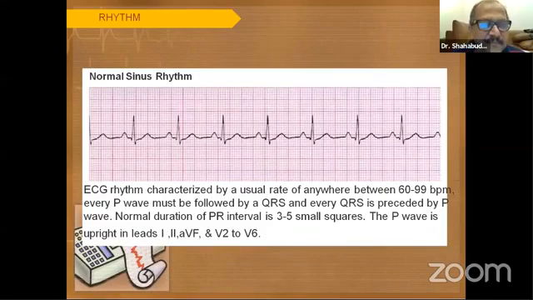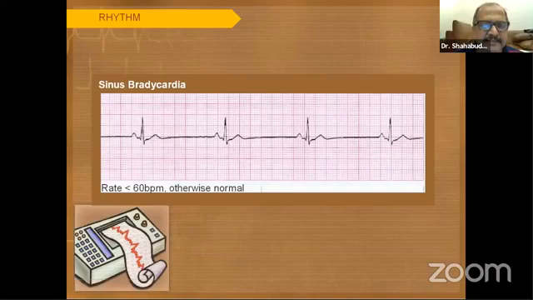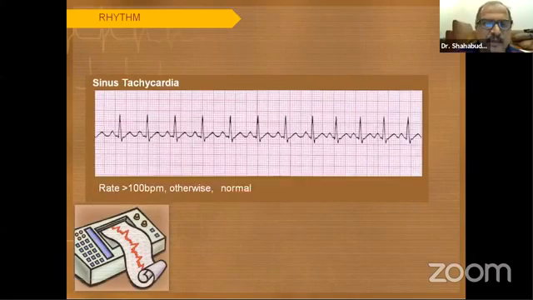In a normal sinus rhythm, the ECG rhythm is characterized by usual rates of anywhere between 60 to 99, and every P wave must be followed by a QRS, and every QRS is preceded by a P wave. Normal duration of the PR interval is 3 to 5 small squares, and the P wave is upright in 1, 2, aVF and V2 to V6. This is the character of normal sinus rhythm. If you want to say it is a normal sinus rhythm, it has to satisfy these criteria also. And a rate below 60 is bradycardia, as we know, and a rate more than 100 is tachycardia.